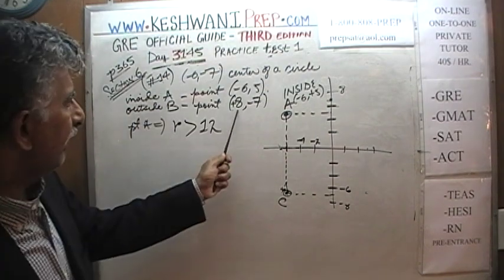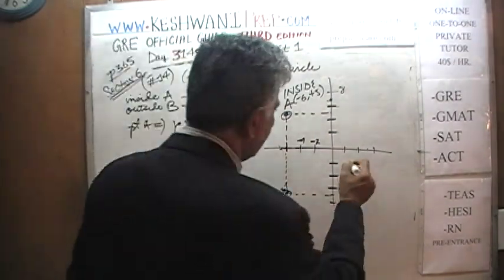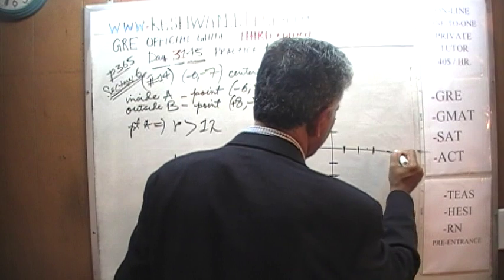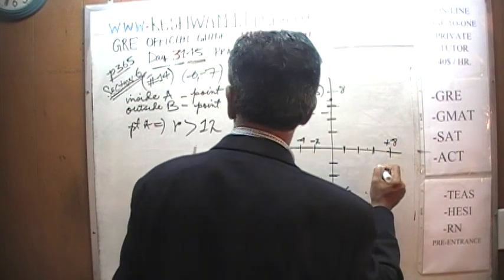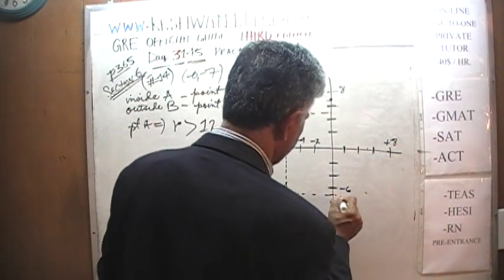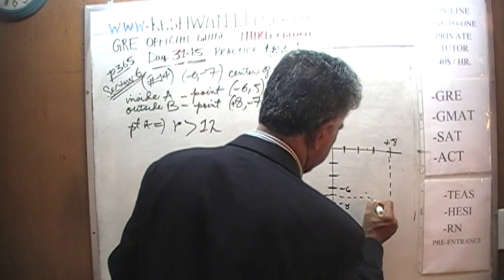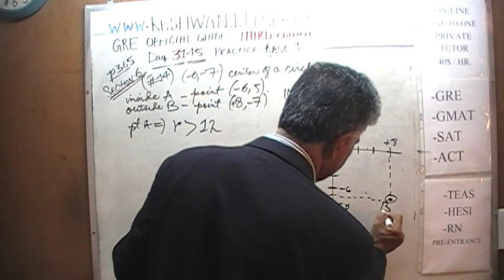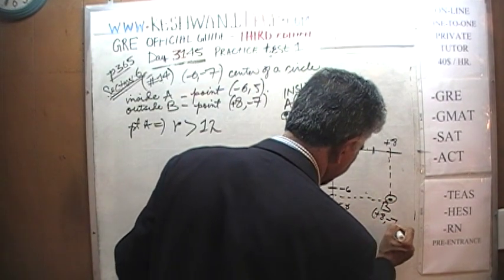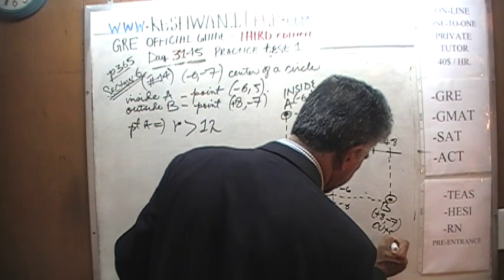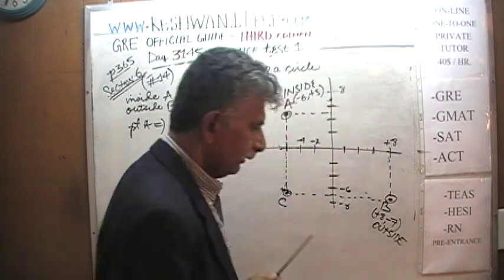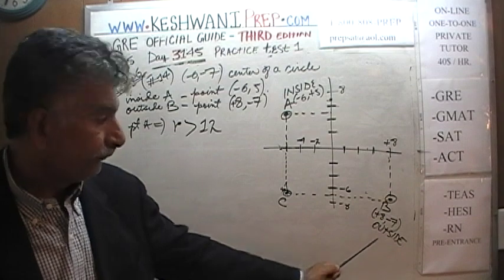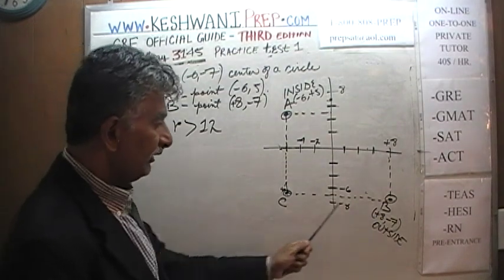Let's look at it properly. Positive 8 and negative 7. Positive 8: 2, 4, 6, positive 8. And negative 7 is right here. That's point B, positive 8 and negative 7, and we are told that it lies outside. Let's find out how far it is from C to B.